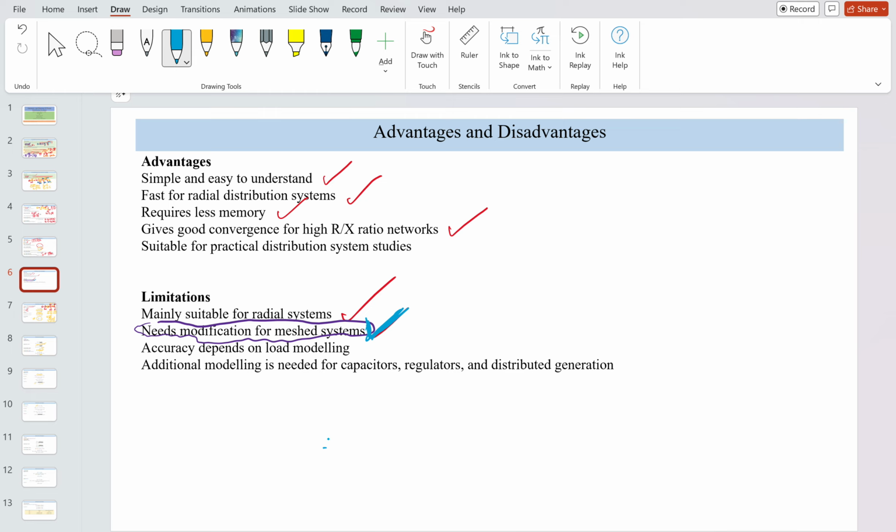Any other question? Dig down into why it is so and what modifications are required, so you can find it out. But for solving the problems given in the assignment, I don't think it is required, because they do not give a mesh network. Only a radial network will be given.